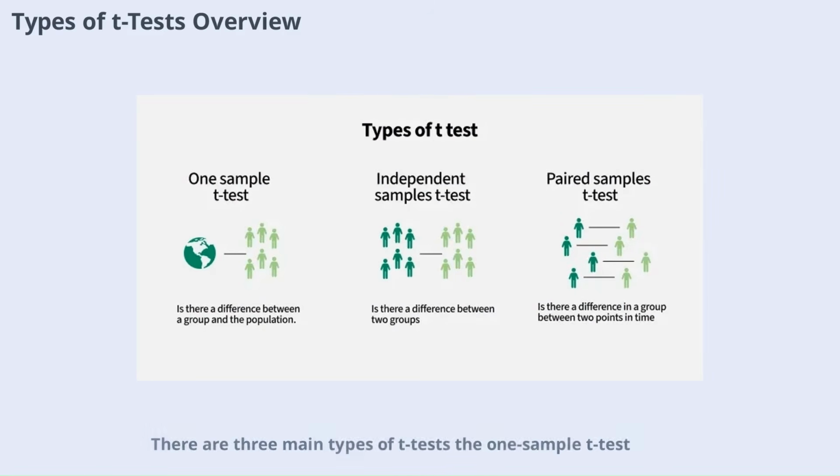There are 3 main types of t-tests: the one-sample t-test, the independent samples t-test, and the paired samples t-test. Each type is designed for a specific scenario depending on the structure of your data and the question you're trying to answer. Let's break down each type and see when to use them.